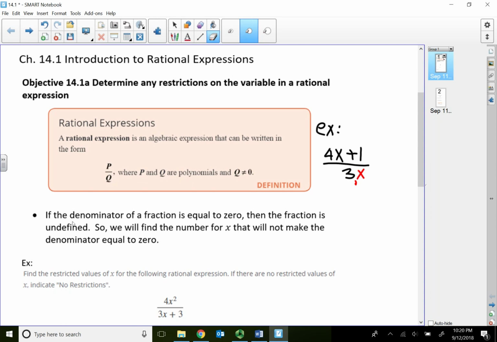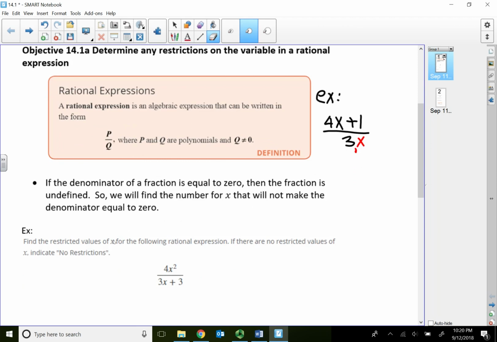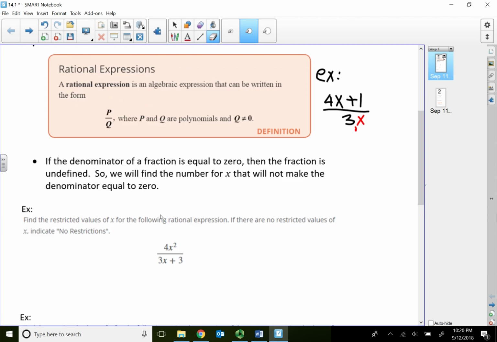As you can recall, if the denominator of a fraction is equal to 0, then the entire fraction is undefined. The denominator can never be equal to 0. So what we're going to do in this particular objective is find the number for x, or any variable, that will not make the denominator equal to 0, and that is called the restriction.